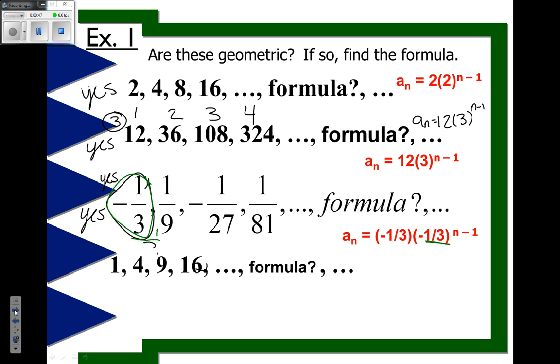Y'all try this one. No. Because 4 divided by 1 is 4, right? Is 9 divided by 4, 4? No. So it's not geometric.